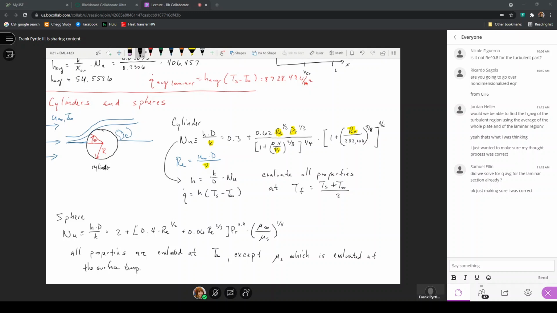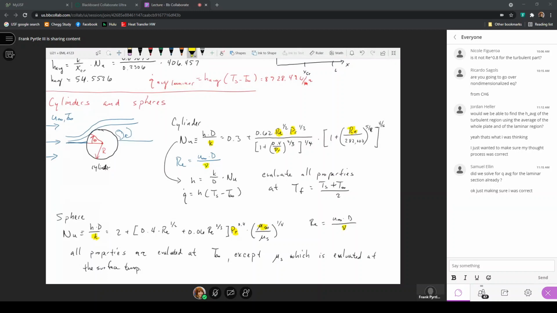So the Reynolds number will be defined the same way for the sphere as it is for the cylinder. The Reynolds number is the free stream velocity times the diameter divided by the kinematic viscosity. So when you're looking up the kinematic viscosity, the dynamic viscosity, the Prandtl number, and also the thermal conductivity, all of those are evaluated at the free stream temperature. And then the dynamic viscosity mu sub s, you get from the same table, but instead of evaluating it at the free stream temperature, you evaluate it at the surface temperature.